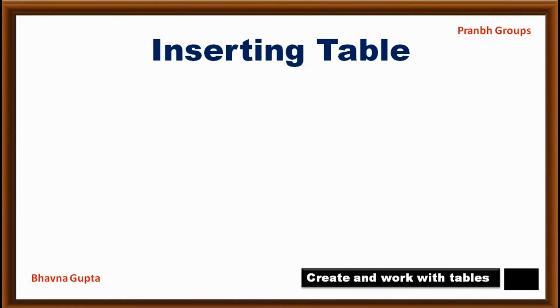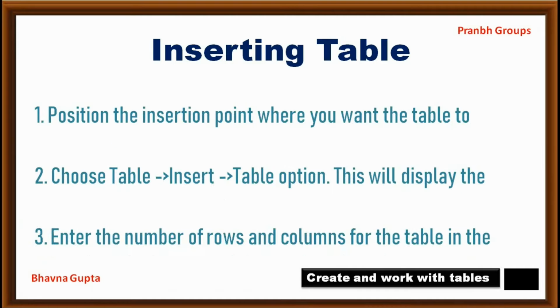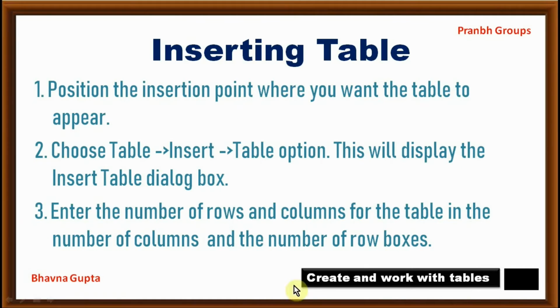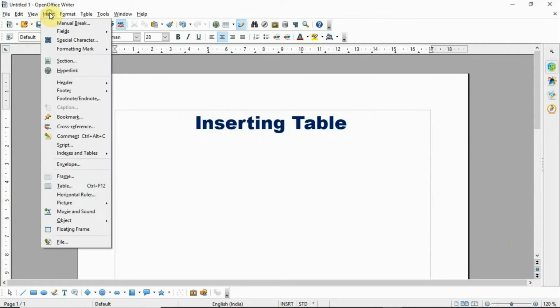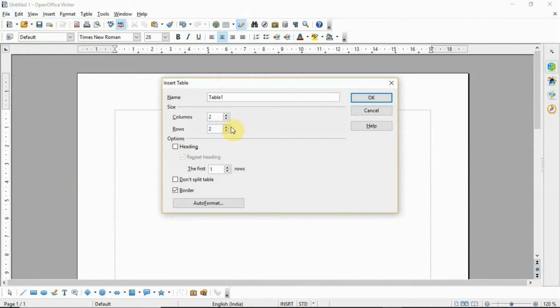Next topic, inserting tables. Follow these steps. Let's do the practical and see how to insert a table in a Writer document. First of all, position the cursor where you want to insert a table, then click the Insert menu and then click Table, and this window will appear.